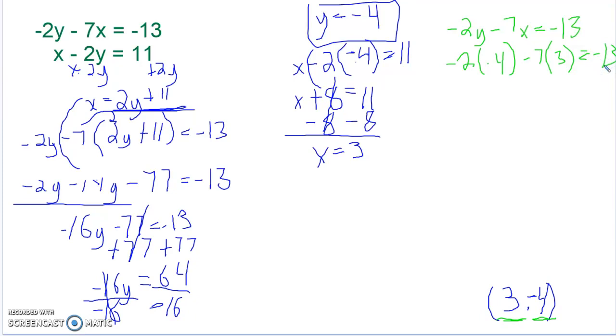So we have negative 2 times negative 4, which is going to get us an 8. And we have negative 7 times 3, which is going to give us a negative 21. And then we bring this negative 13 down, and looking at this, 8 minus 21 is indeed negative 13. Negative 13 does equal negative 13. So that does mean that, yes, we did find the right point. These values work in the equation.